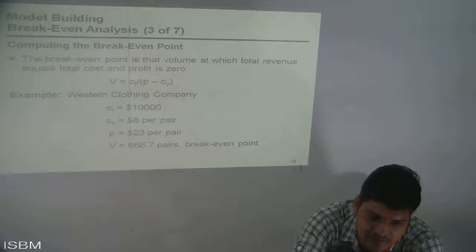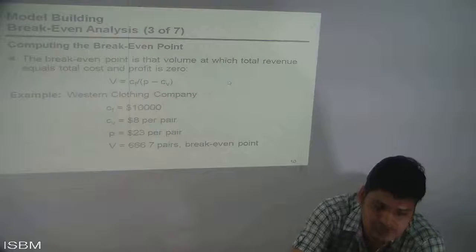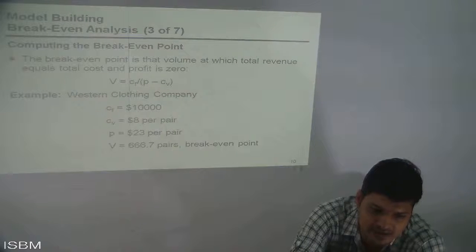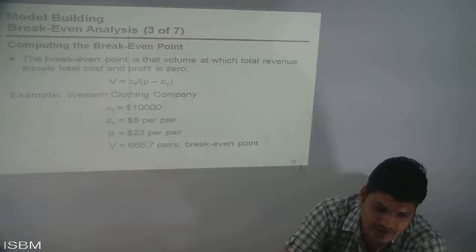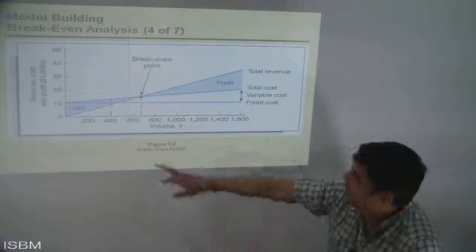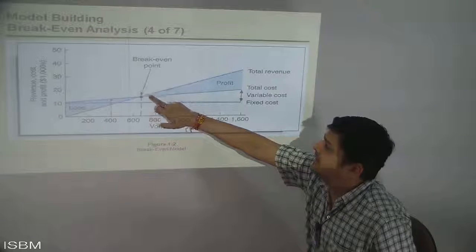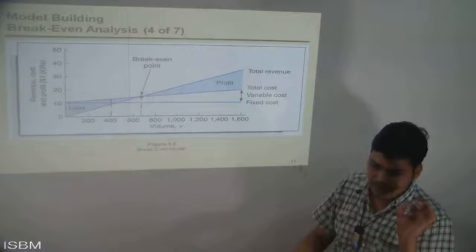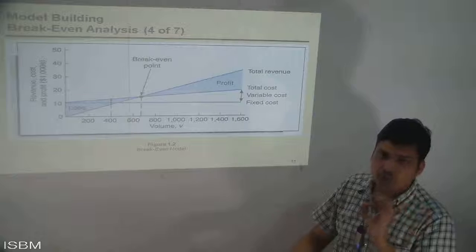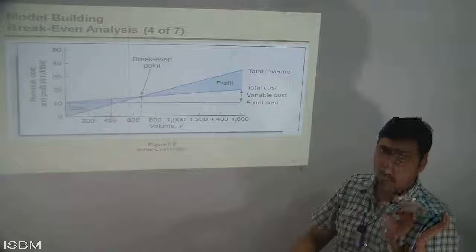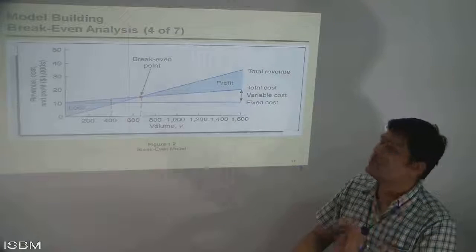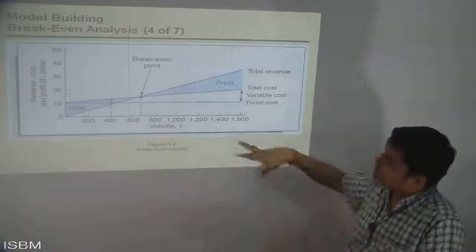V is equal to CF upon P minus CV. So here each and everything you will get. You will get the CF, P and CV. You have to identify. So this is a break-even point. At the break-even point, always remember total revenue is equal to total cost, and the profit at the break-even point should be zero. That's it.